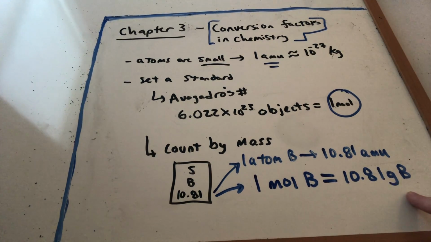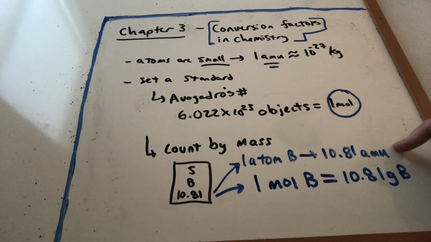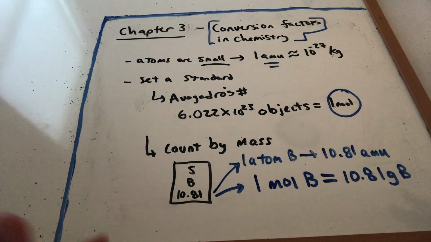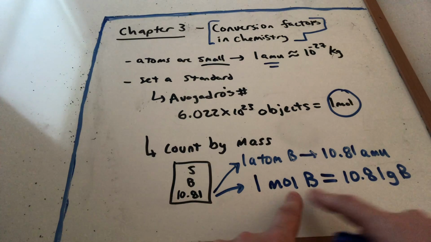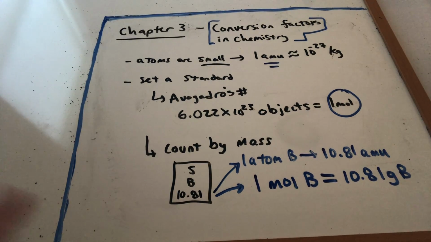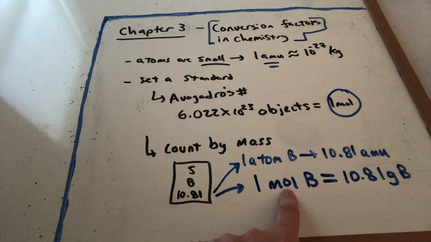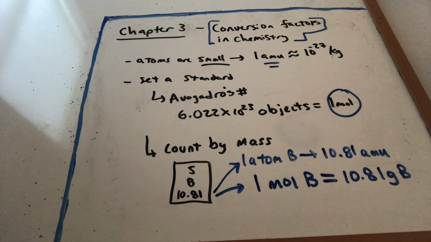Now, this is something we can measure. We have balances that can look at this number, whereas with 10.81 AMUs it is impossible to make a balance so small, so delicate, so intricate that we could actually get that measurement down. We call this value molar mass. So I want to go over it one more time. When you're talking about one object, the units are AMU, because you're talking about something that's small. We could also talk about this grouping of objects that we call a mole. And that brings the numbers up into something that's measurable, something that's workable, right?